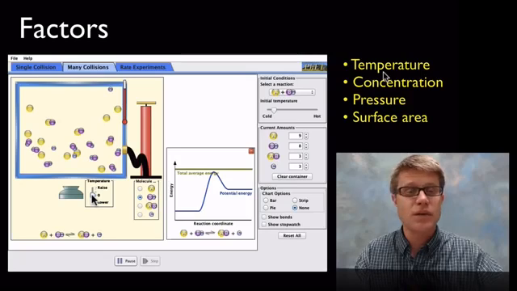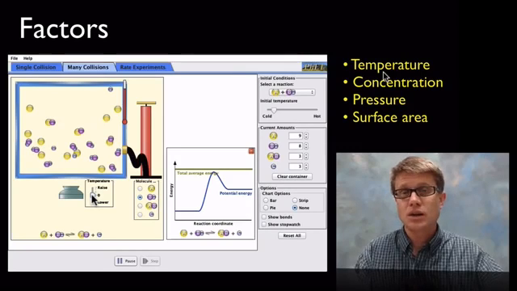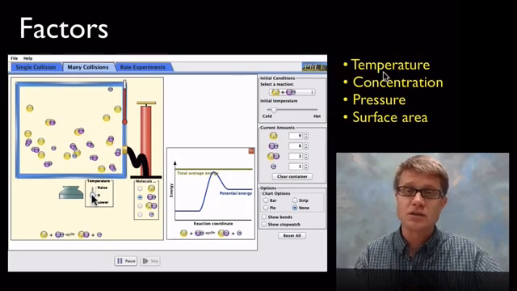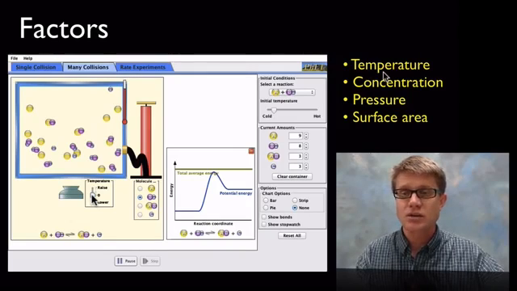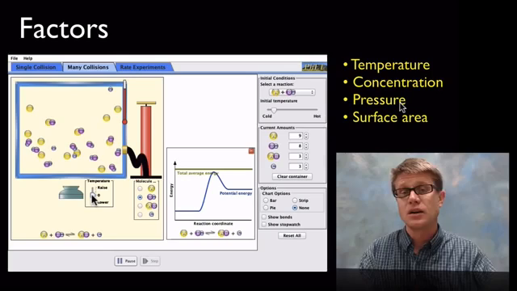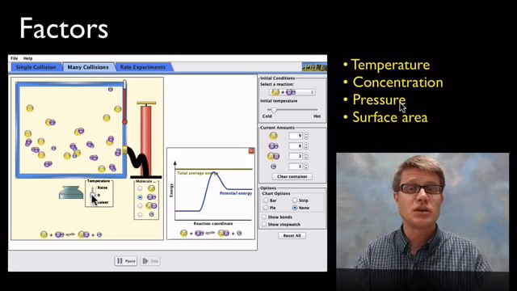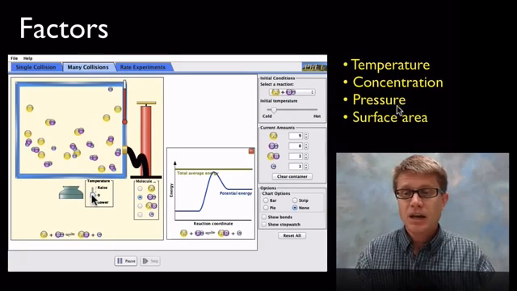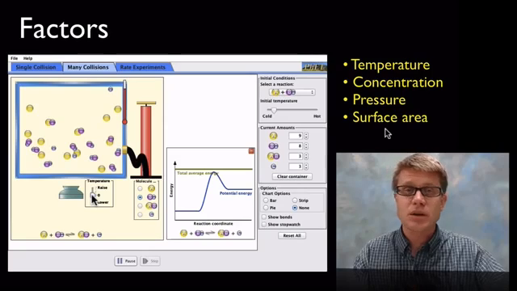So what things could affect this? Well, temperature. As we increase the temperature, the molecules are going faster, so they're more likely to run into each other, more likely to have that reaction. If there's more of them, a higher concentration, or if we squeeze them together, if we have a higher pressure, that's going to increase the rate of the reaction as well. And then finally, surface area is incredibly important.